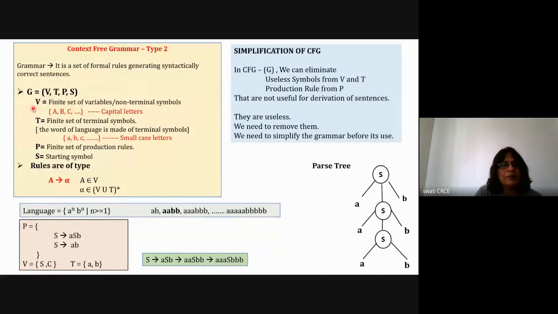Symbols are the symbols from capital letters and small case letters. So symbols from capital V and capital T we need to identify and remove, and some production rules from P also we have to remove which are not usable. Okay, and we can simplify the grammar before its use. With the simplification of the grammar, your rules may go on changing. Like you may have only 5 rules in the initial grammar, but with the removal of this, you may have 10 different production rules in your grammar. So your number of rules will increase when you simplify the grammar.